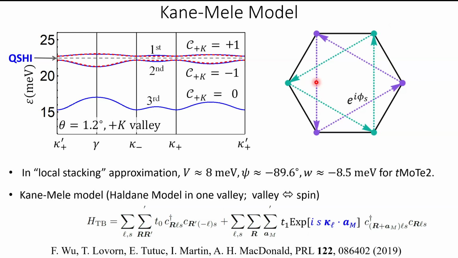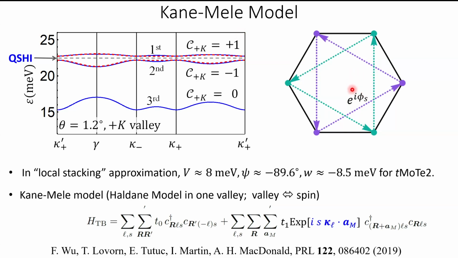And this is a band at a small twist angle, around 1 degree. The first 2 bands, as shown here, have Chern number +1 or -1, but the total Chern number for the first 2 bands is 0. So we can map these 2 bands into an effective lattice model as shown here.